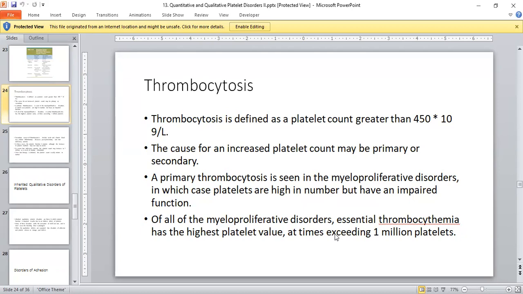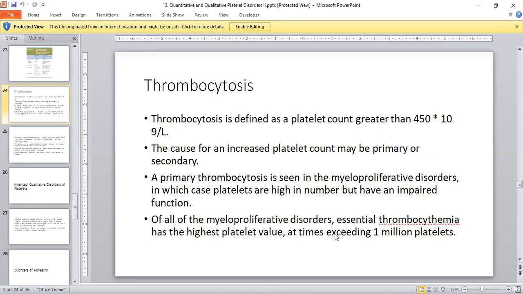The cause of the increased platelet count can be primary or secondary. Primary thrombocytosis can be seen in myeloproliferative disorders, where the problem is in the bone marrow. If the patient has a leukemia of some kind, the bone marrow is just releasing immature blood cells of all kinds, including platelets. The platelets are immature and not able to function well. So the platelet counts are high, but they're not really functioning, so they have no effect.